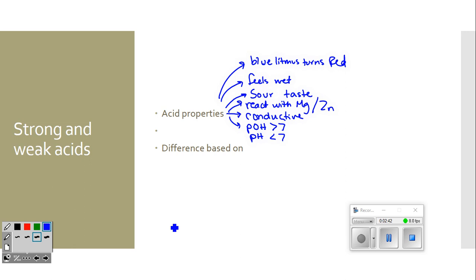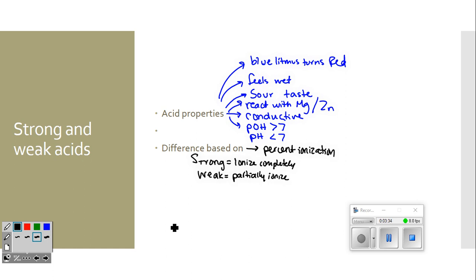Now, if we consider a strong acid versus a weak acid, the difference will be in how strongly they display some of these properties. The difference is based on percent ionization. Now, if I have a strong acid versus a weak acid, strong acids ionize completely, whereas weak acids only partially ionize.